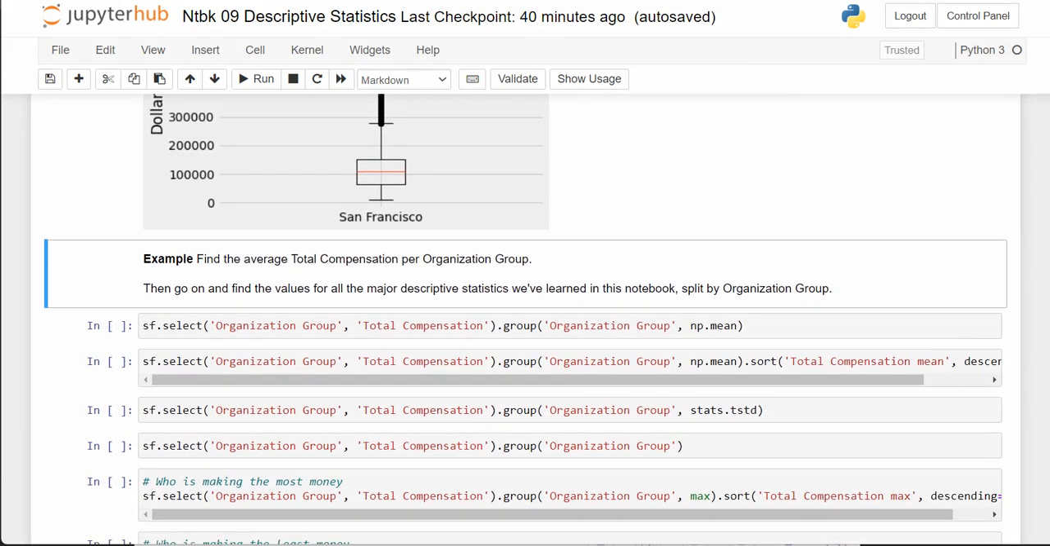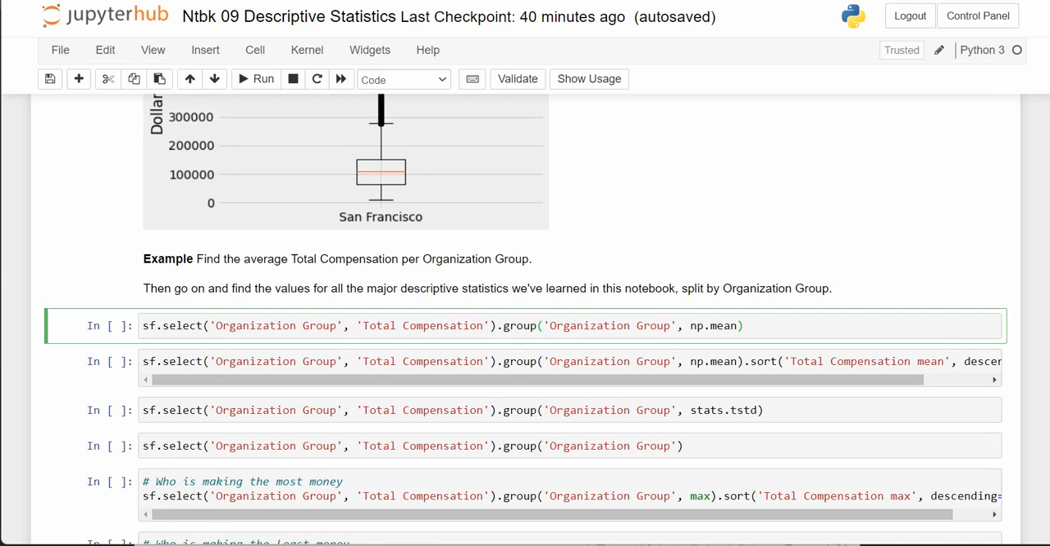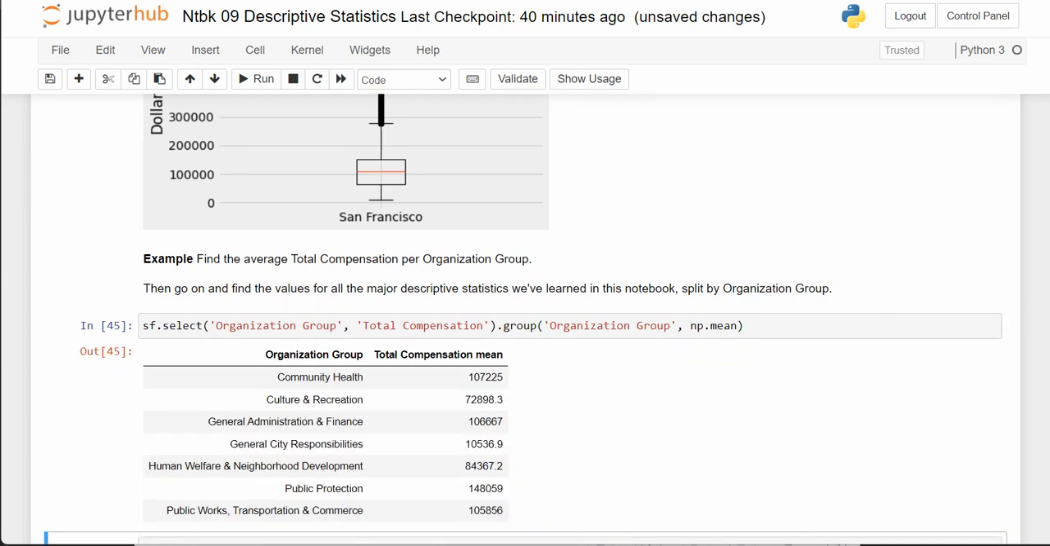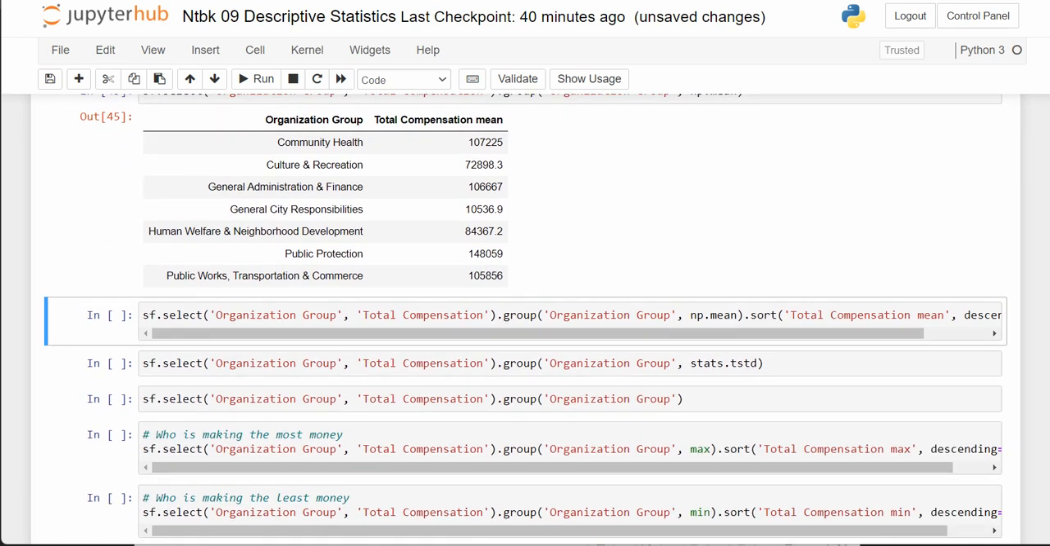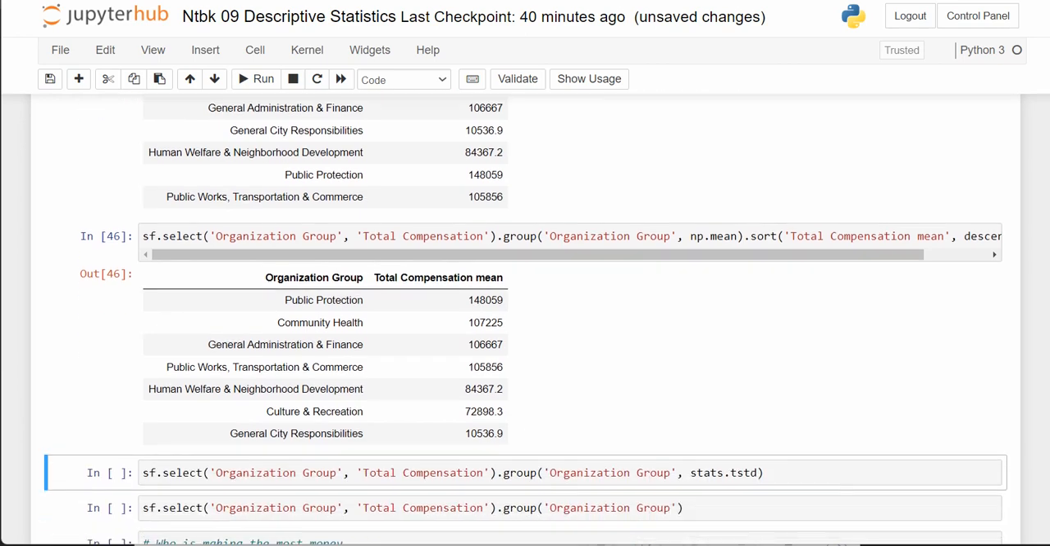So this is showing the breakdown. This finds the mean for all the different categories, and we're using dot group. Notice this, so we can group by the organization group. And then for each component, we're getting a mean, okay? And here, right, we're getting the total compensation mean.